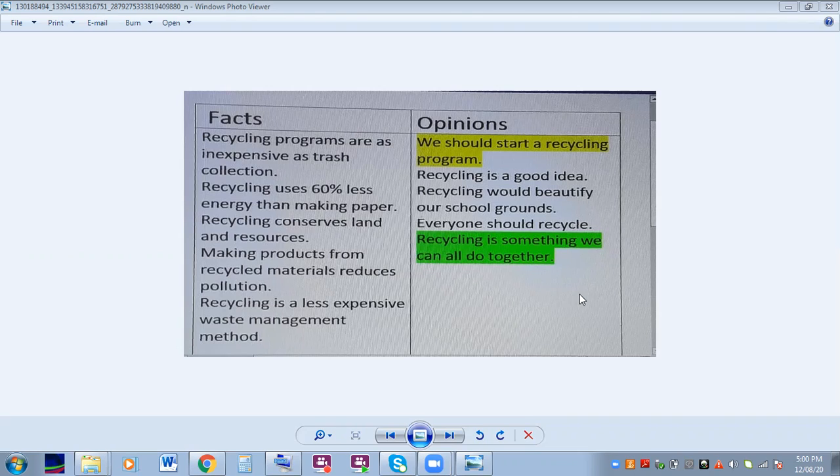Everyone should recycle. Again, an opinion. The person who is writing thinks that everyone should recycle, that this is something everyone can do, and it's beneficial, it's helpful. Someone else might think that no, it's not necessary to recycle. Everyone is entitled to their own opinion.